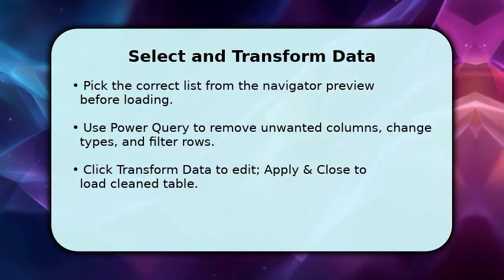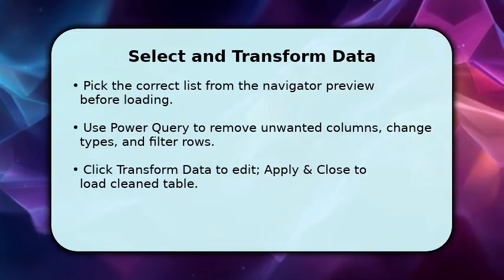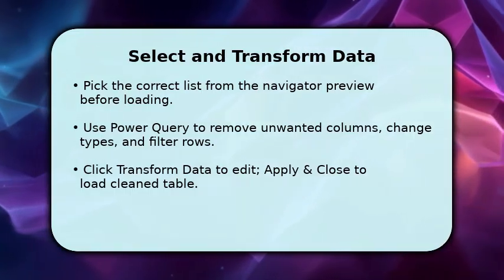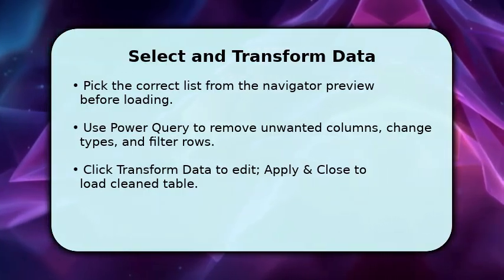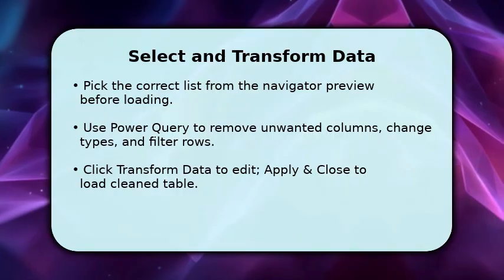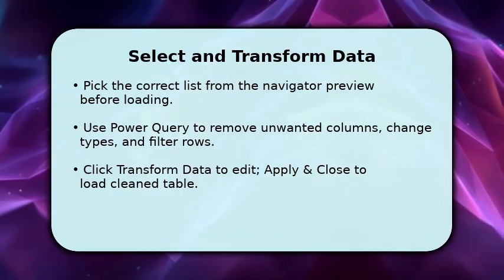Click Transform Data to open Power Query so you can clean fields, remove unused columns, set proper data types, expand lookup columns, and filter rows. This step controls what comes into Excel and prevents slow downloads.